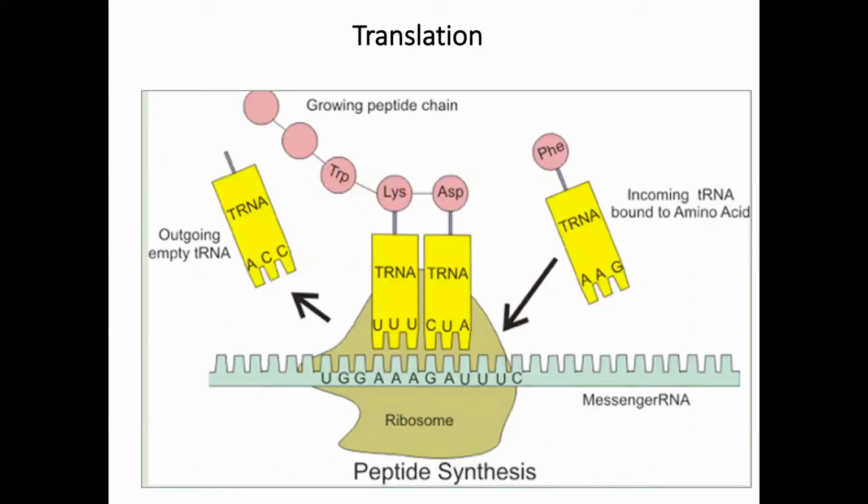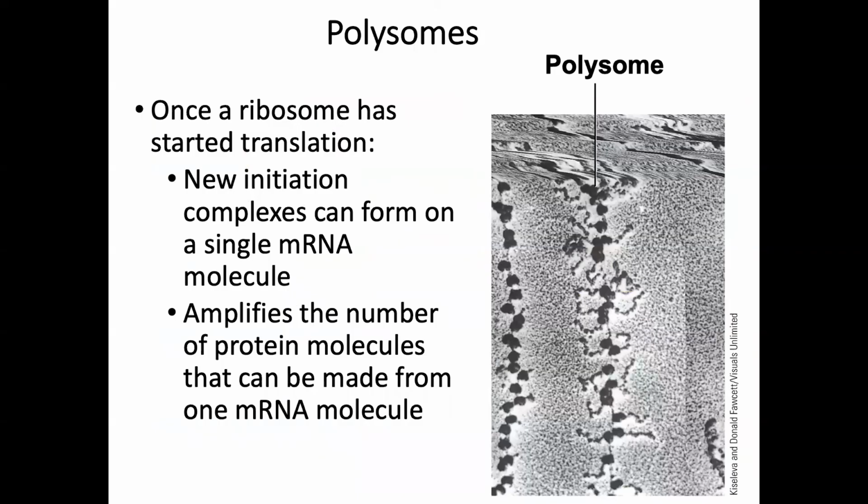So this is a picture of a translation process. We already talked all about it, so I'm not going to repeat. During translation, multiple ribosomes can make proteins on a single mRNA molecule simultaneously. This structure is named polysomes. The advantage of polysomes is increasing the efficiency of protein production. Shown in this picture is a typical polysome.